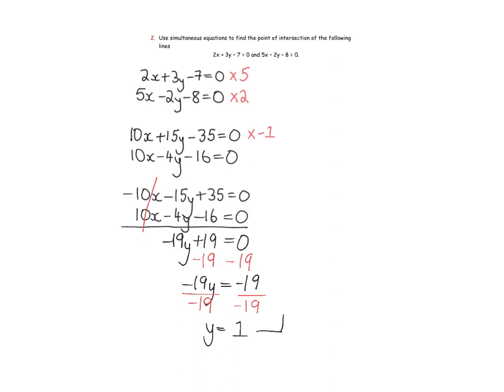Because we know that y is equal to 1, we're able to figure out what x is. So we take any of the equations that we had at the start. I'm going to take the first one. So 2x plus 3y minus 7 is equal to 0.